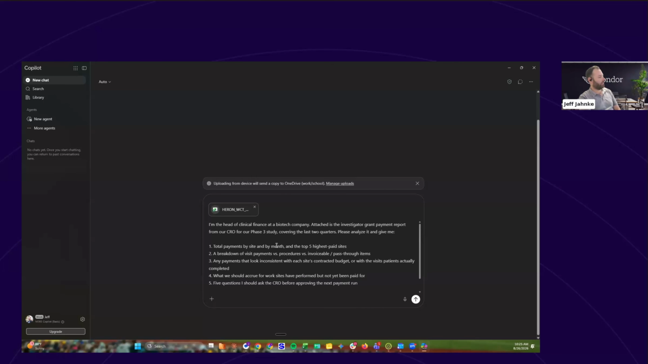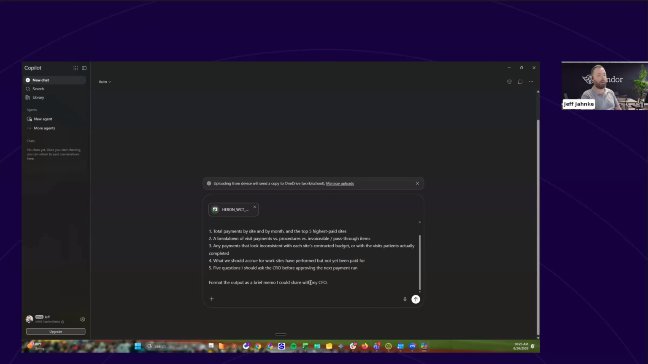So a couple things about the way this prompt is structured. One is I'm being very specific about what I'm asking for. The reason for that is these LLMs are really good at generating what I would call credible looking documentation. But at the end of the day, if you're not being specific about what you're looking for, it's going to make something up. And this is what kind of gives you the ability to be somewhat repeatable with this, is having a prompt that is very specific. The other thing too is I'm giving it context on how I want it to think. So I'm telling it who I am. I'm the head of clinical finance at a biotech company.